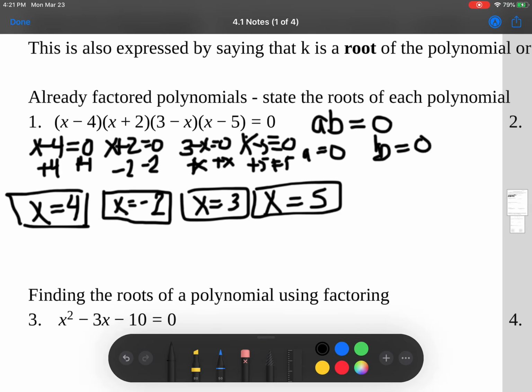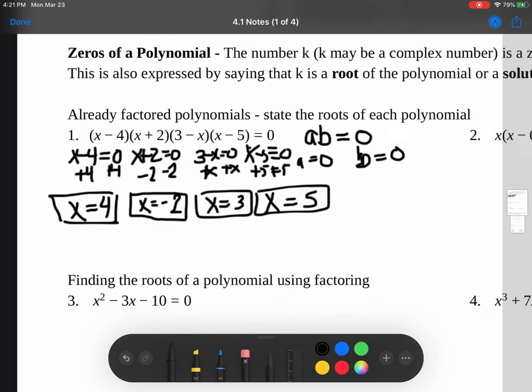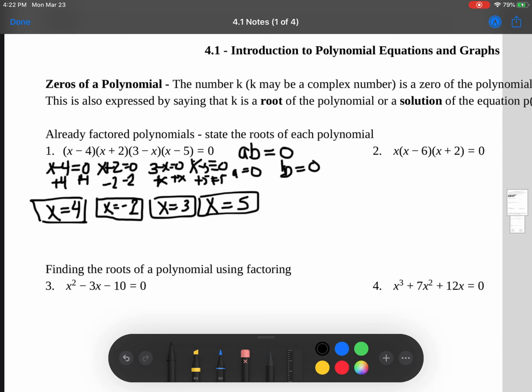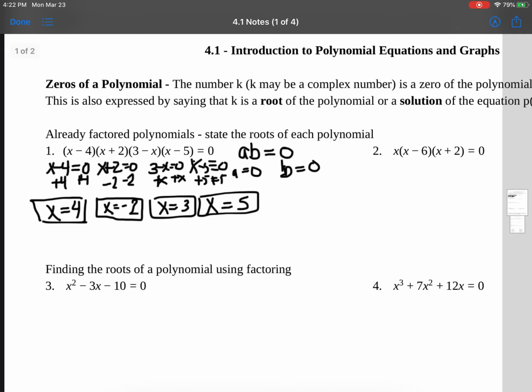I'll leave the second problem for you. I'll go ahead and put up your answers to those, and I'll screenshot this whole thing and put it up on Blackboard as well. If you have any questions about that, we can go over that during our Zoom.